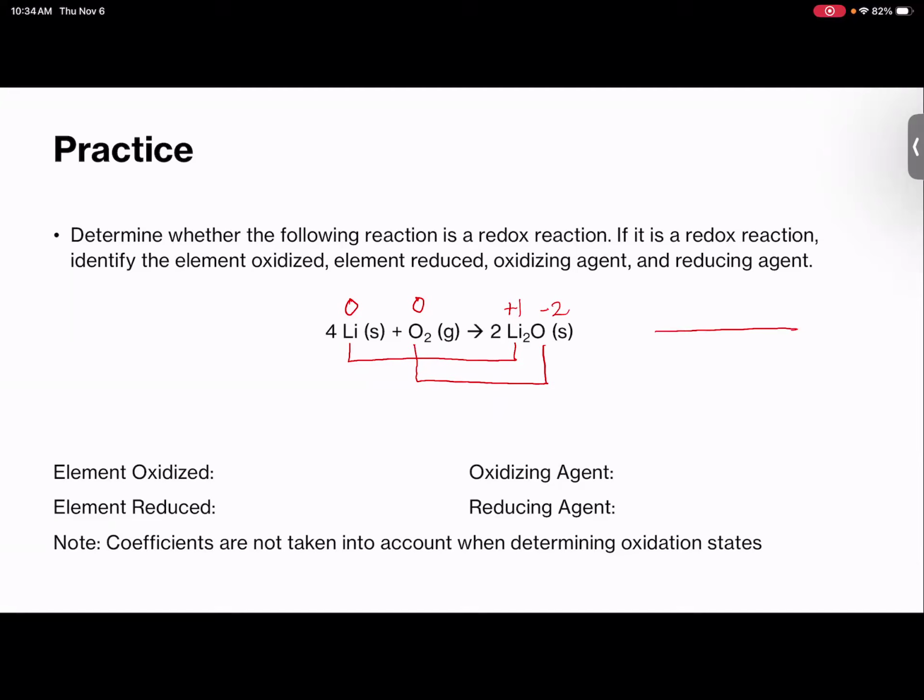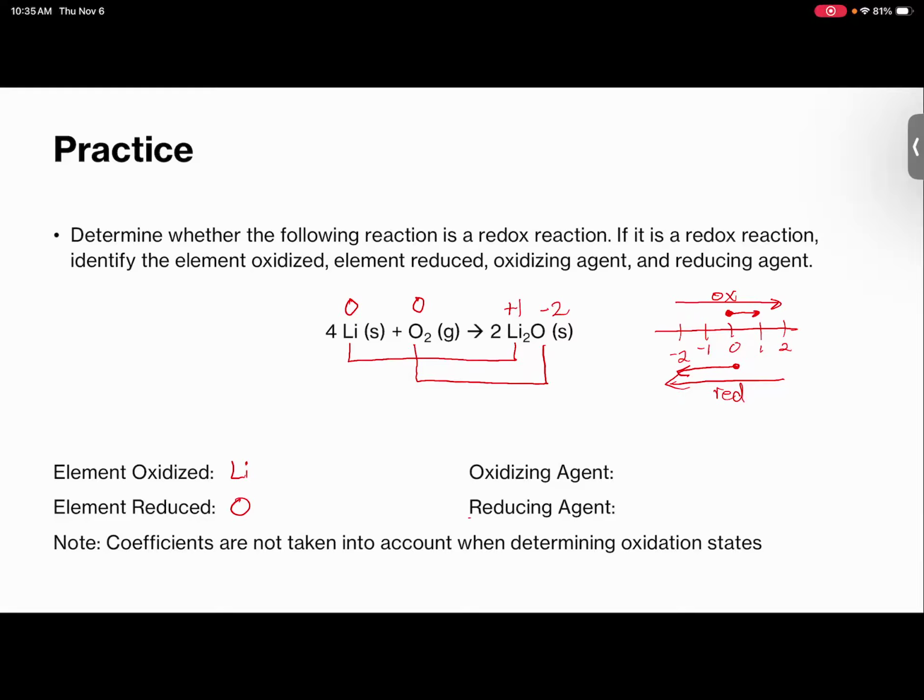Thinking about a number line, again, if it moves in the positive direction, it is being oxidized, and if it moves in the negative direction, it is being reduced. In this case, lithium goes from a 0 to a +1. So lithium is being oxidized. The oxygen goes from a 0 to a -2. So the oxygen is being reduced.